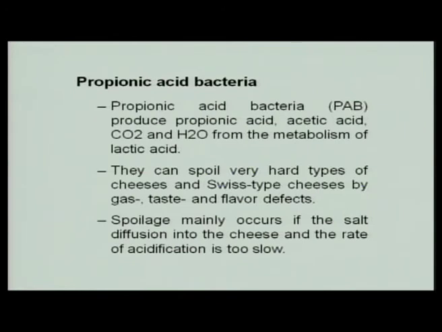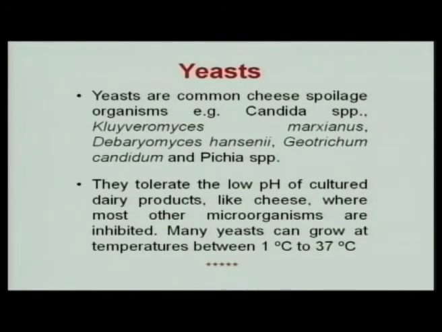Propionic acid bacteria are used for the Swiss type of cheeses, but they may come as contaminants sometimes, and they may also utilize lactic acid, produce carbon dioxide and water. This carbon dioxide will produce the gas. In case of Swiss variety of cheese, the excess production of gas will result in defects where the eyes will not be in proper shape.